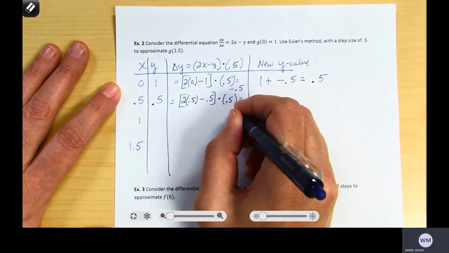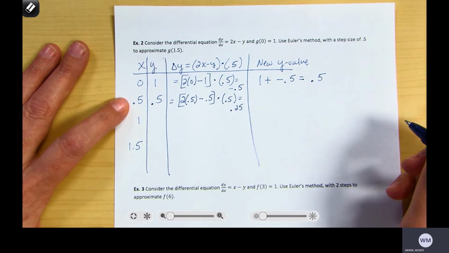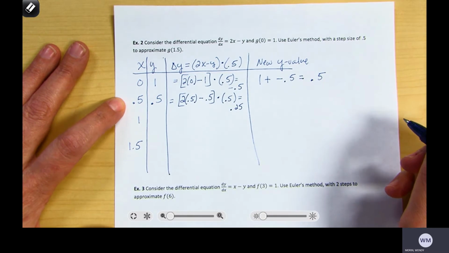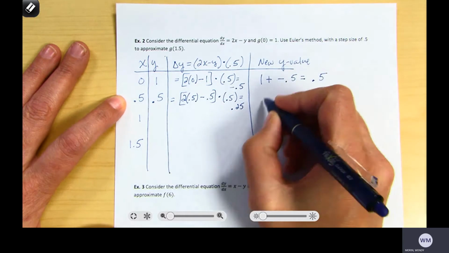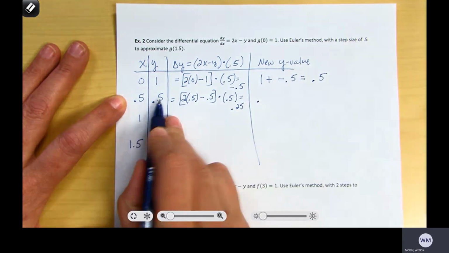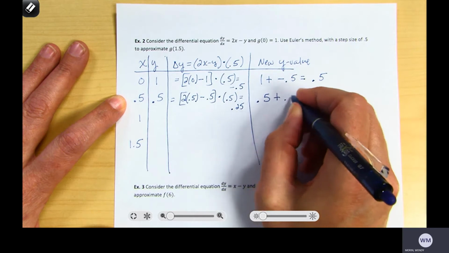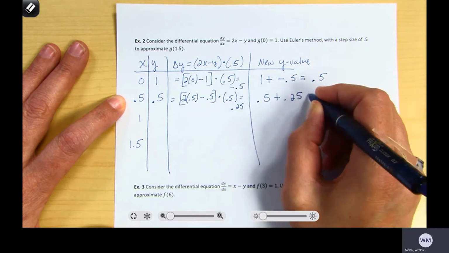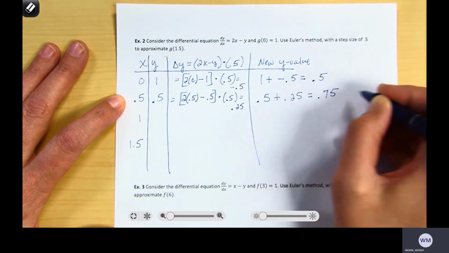or 0.25, whichever one you want to use. Some of these are going to require a calculator because the math is going to be a little hairy. Okay, so our new y value, we started at 0.5, and the change is a quarter, or 0.25. So our new y value for our next step is 0.75.